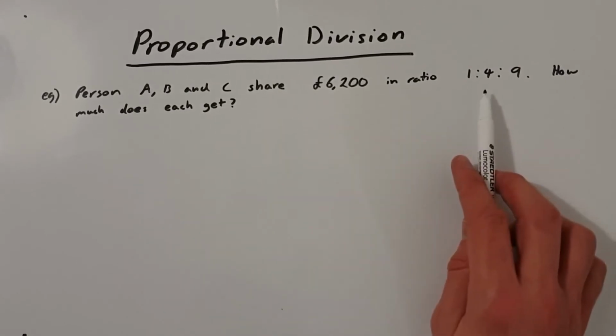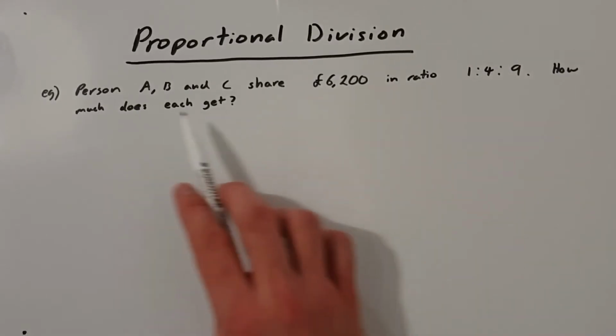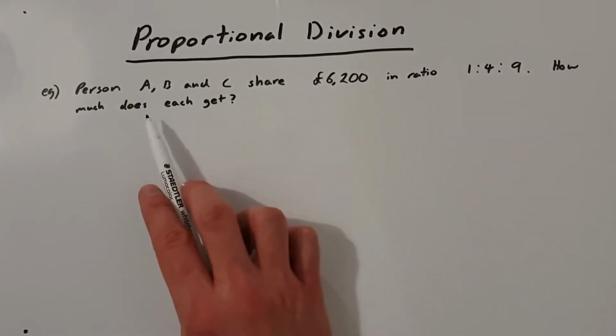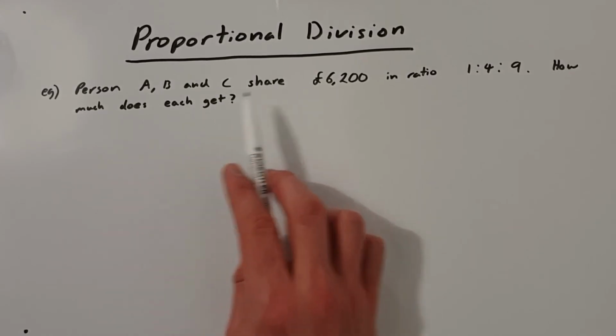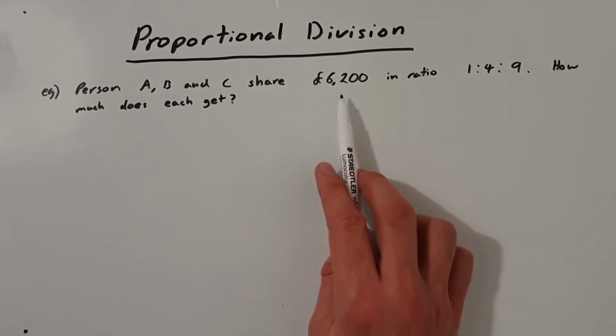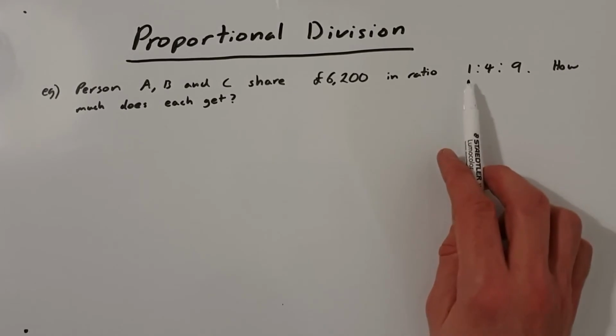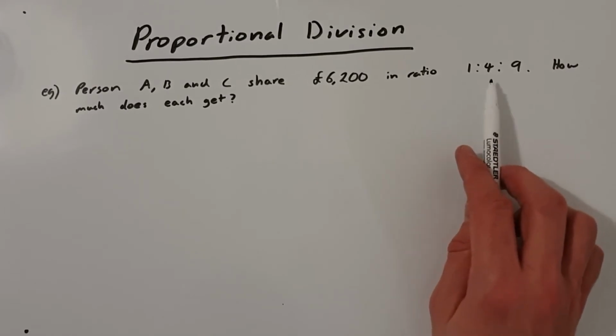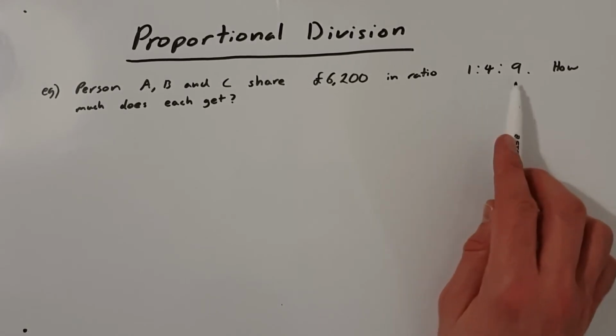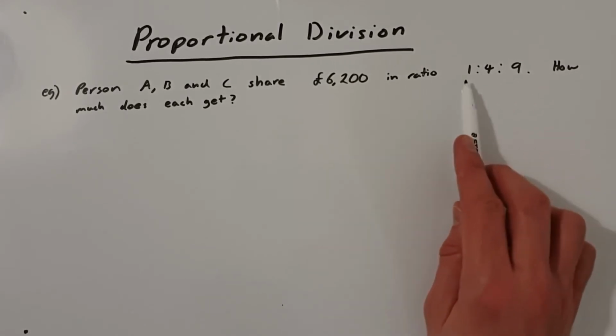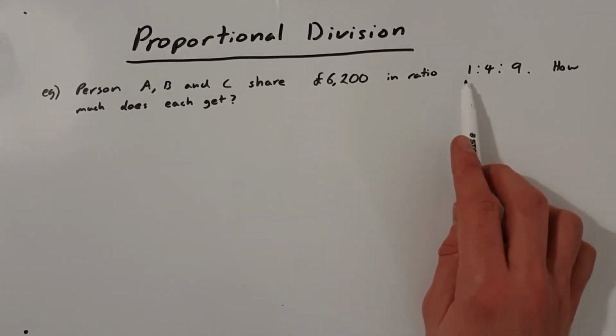If we look at this ratio, all of the shares of these people, all the amounts of money that each one gets, must add up to £6,200. And we know that if we look at our ratio, person A gets 1 part, person B gets 4 times what A has got, and person C gets 9 times what A has got. So let's find out what each one actually gets.